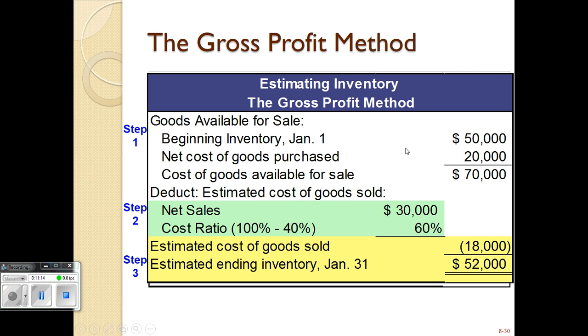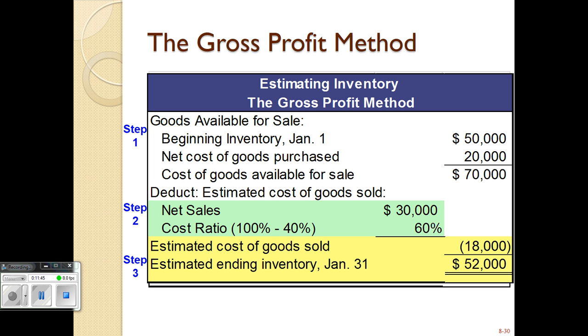So notice what we're going to do. We're going to take the 50 grand, which is our beginning inventory, add our purchases of 20 grand, for goods available for sale of 70 grand. Our net sales in this case were 30 grand. We know that our cost ratio is 60%. The reason we know that is because our gross profit is 40%, and the cost ratio is the complement of that, so it's 60%.